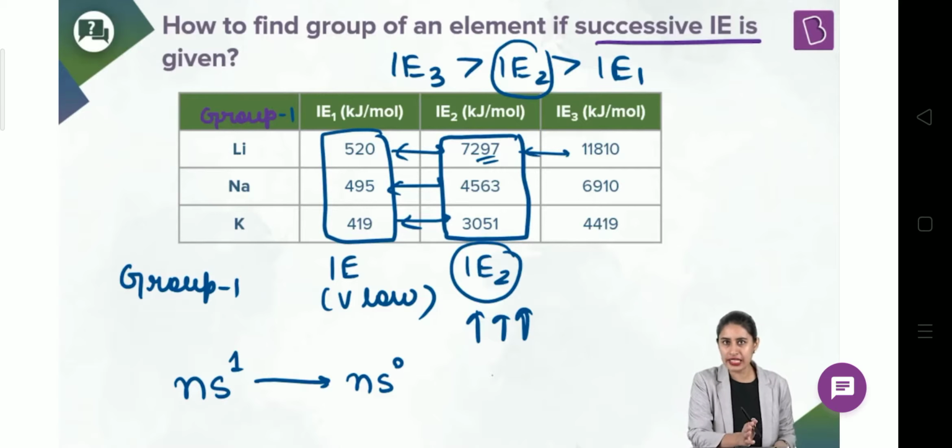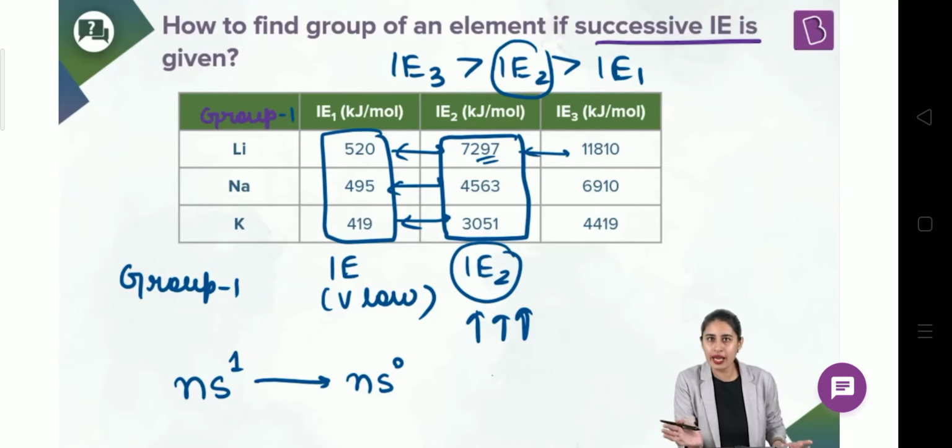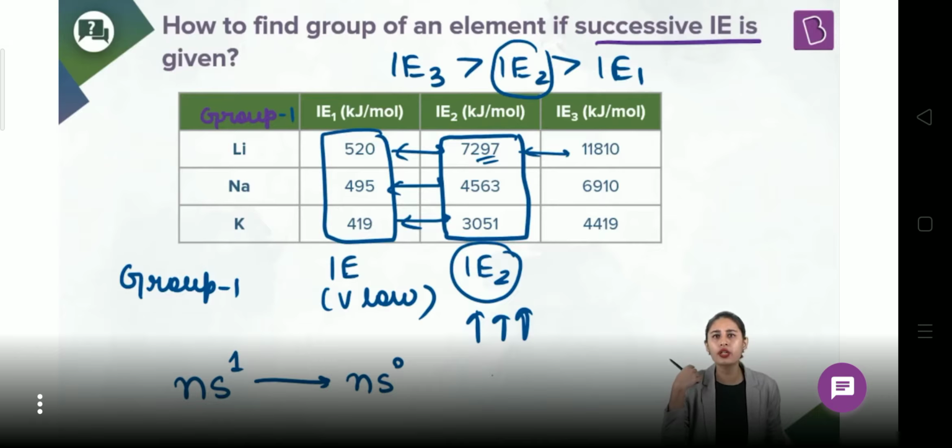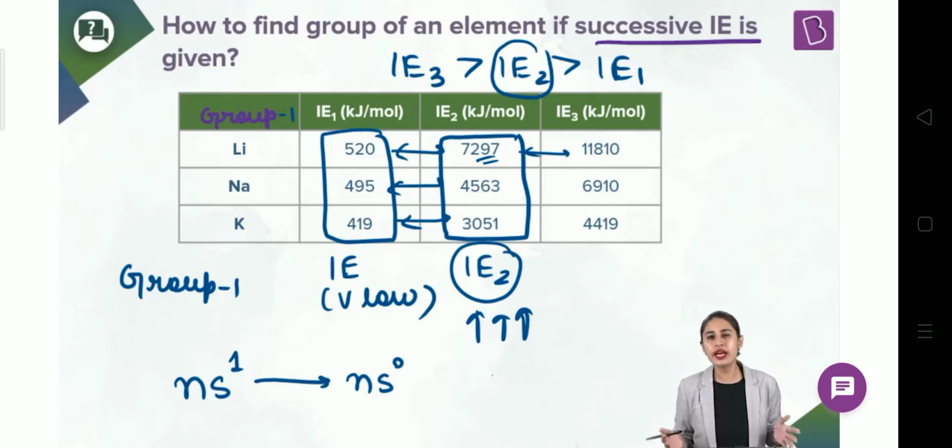Similarly, let's say IE1 is okayish high, IE2 is okayish high, because IE2 has to be greater than IE1, but IE3 is exceptionally high. In that case, you can confirm that it's group 2. Let's say the first IE is extraordinarily high. Then you know that it is for noble gases in general. See, the idea of the examiner is to check your common sense, not check how much you can cram.